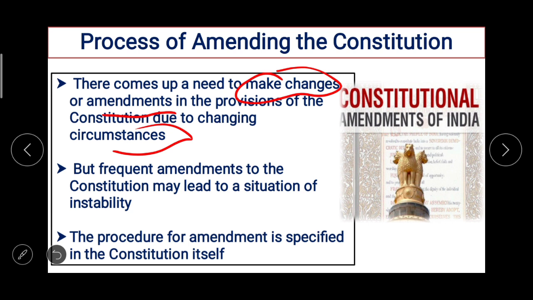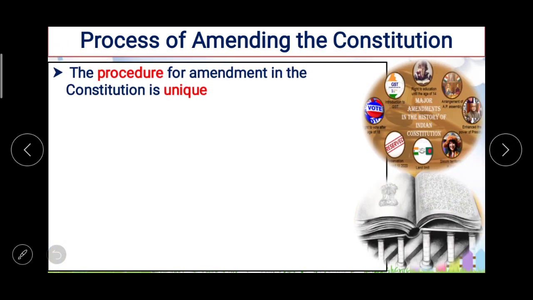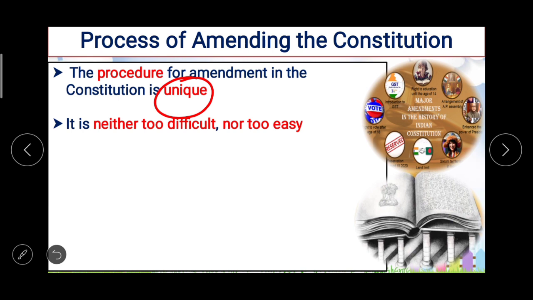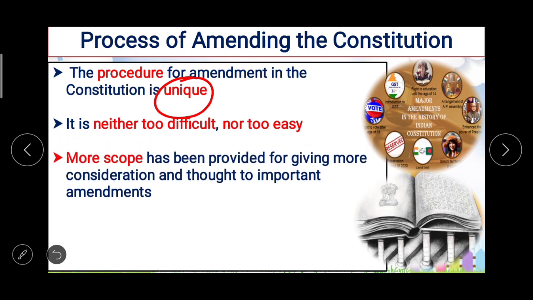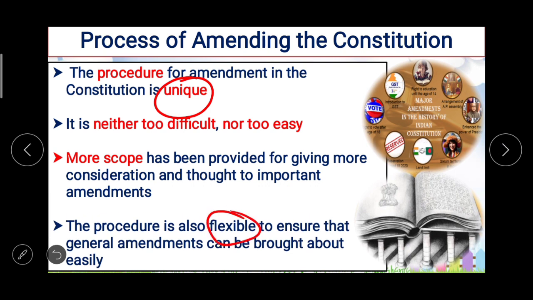So the procedure for amendment is specified in the constitution itself. And how is it specified? The procedure for amendment in the constitution is unique, which is neither too difficult nor too easy. More scope has been provided for giving more consideration and thought to important amendments. The procedure is also flexible to ensure that general amendments can be brought about easily.